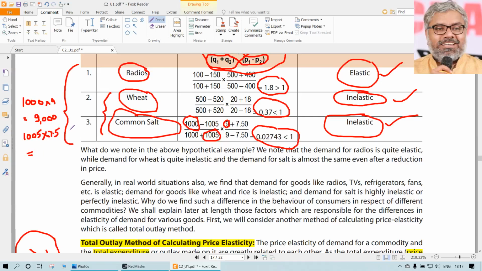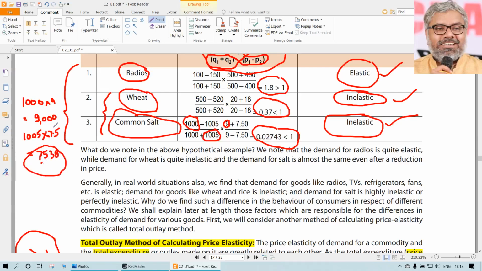So what can we say this new total revenue is going to be? Do the calculation on a calculator. 1005 into 7.5. That comes to 7537.5. So just for convenience, let us round it to 7538. That is the total revenue now.